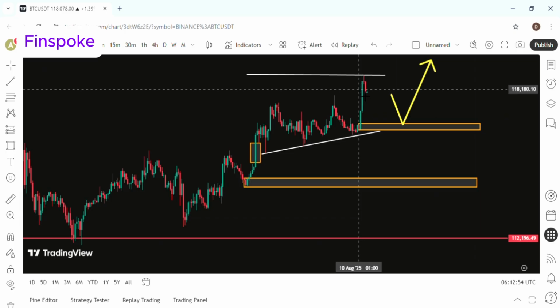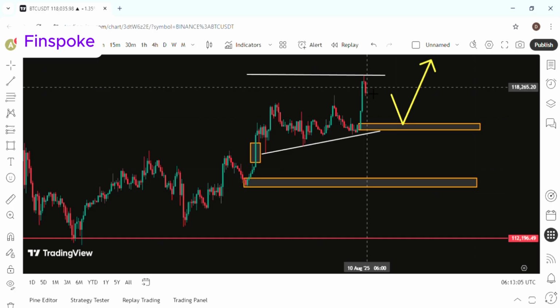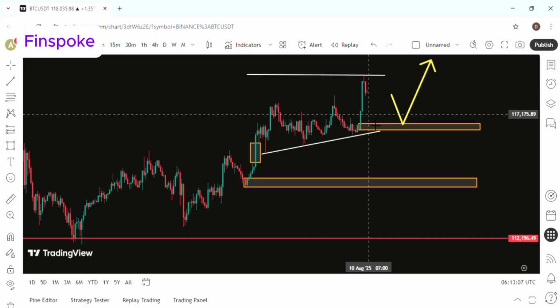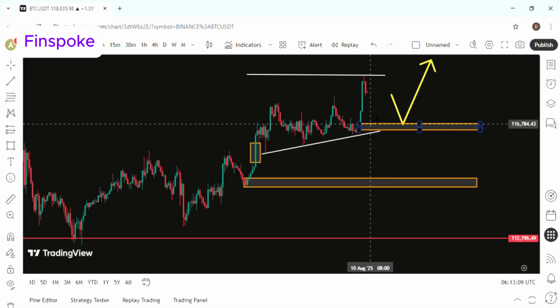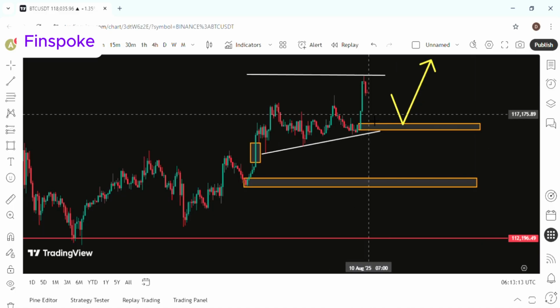What I mean by inefficiency is where there is just one-sided activities, which is the activities of the buyers without that of the sellers. So price is expected to return back to this zone to correct these inefficiencies or open prices that it left here. If you want to know more about this, watch my video titled 5 Best Technical Analysis.